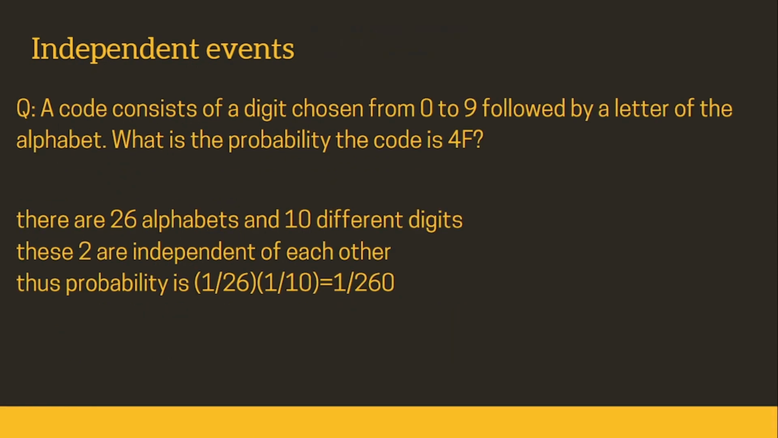So an example of an independent events question is that a code consists of a digit chosen from 0 to 9, followed by a letter of the alphabet. So what's the probability that the code is 4F? So the thing is that we have 26 letters and 10 different digits. So of course, these two events are independent of each other, because a letter is just a letter and it cannot exactly relate to a number, and likewise a number is just intrinsically on its own. So in this case, the probability is just 1 over 26 times 1 over 10.